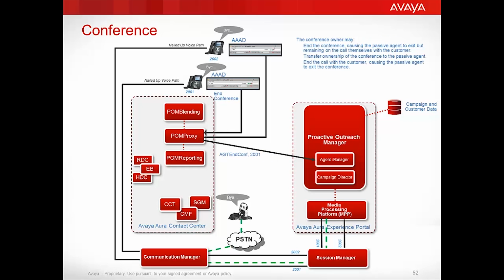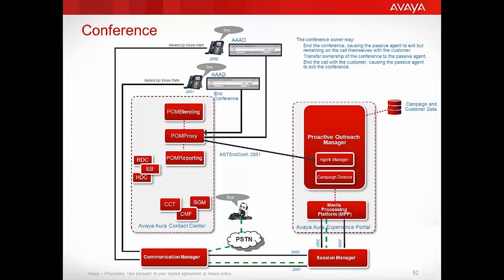The conference owner may end the conference, causing the passive agent to exit but remain on the call themselves with the customer. The conference owner may also transfer ownership of the conference to the passive agent. So if they wanted to leave the call themselves, typically they would transfer ownership to the passive agent and then leave the call.